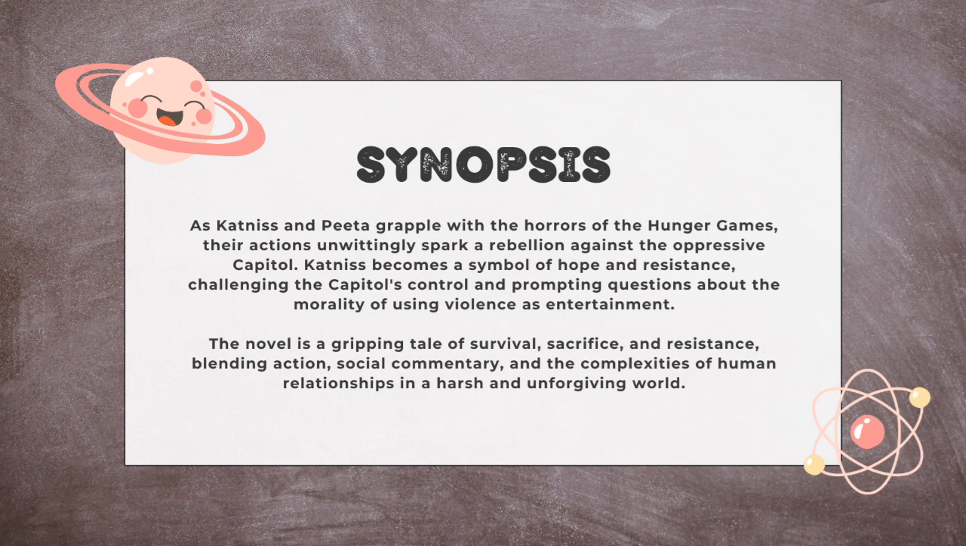As Katniss and Peeta grapple with the horrors of the Hunger Games, their actions unwittingly spark a rebellion against the oppressive capital. Katniss becomes a symbol of hope and resistance, challenging the capital's control and prompting questions about the morality of using violence as entertainment. The novel is a gripping tale of survival, sacrifice, and resistance, blending action, social commentary, and the complexities of human relationships in a harsh and unforgiving world.